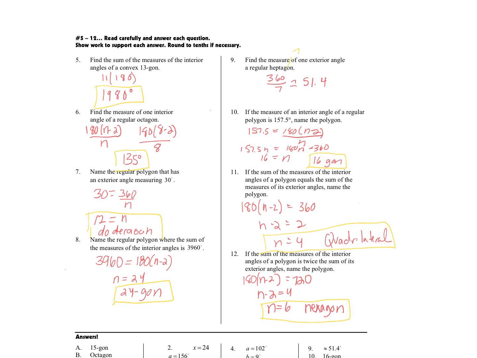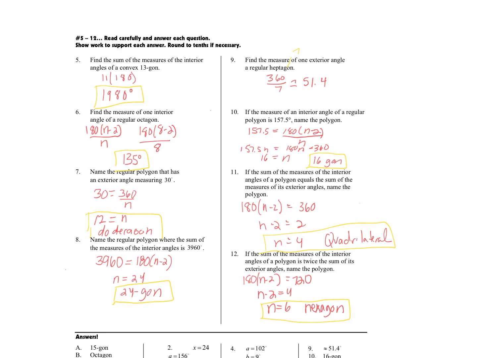Name the regular polygon where the sum of the measures of the interior angles is 3,960. So there's our sum, and 180 times n minus 2, which gives us n equals 24 when we solve it, and that's a 24-gon. Find the exterior measure of one exterior angle of a regular heptagon, so that's 360 divided by 7, approximately 51.4 degrees. Number 10, if the measure of an exterior angle of a regular polygon is 157.5, name the polygon. So here's our expression. When we solve that, that gives us n equals 16, and that's going to be a 16-gon.